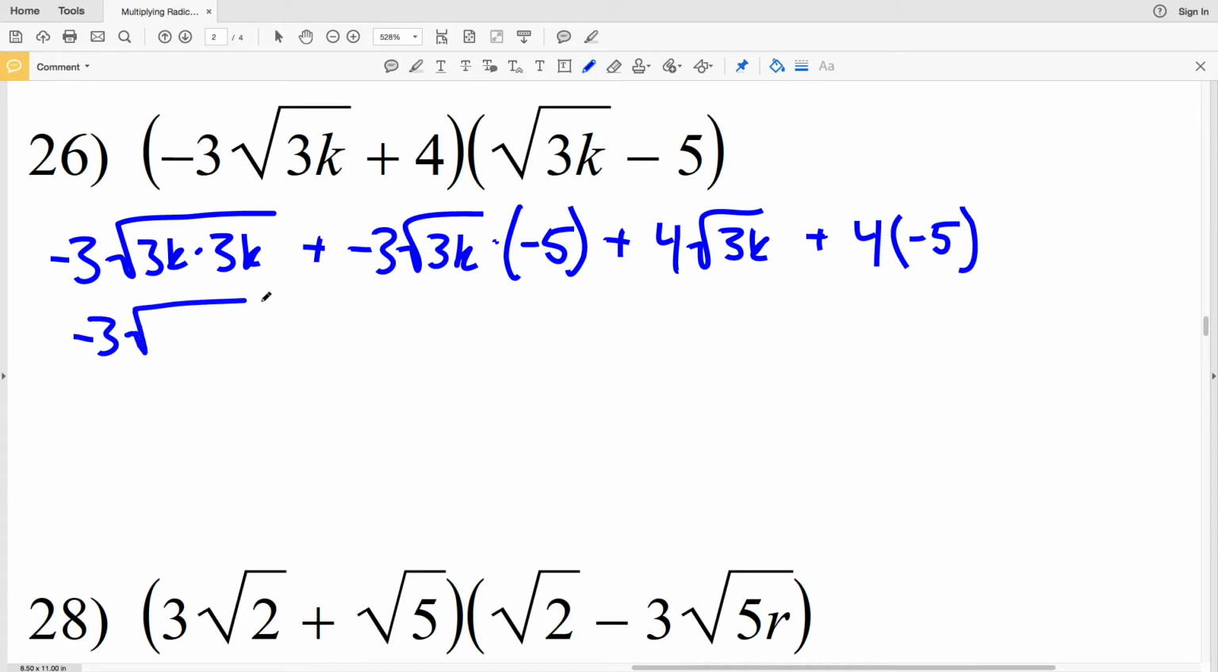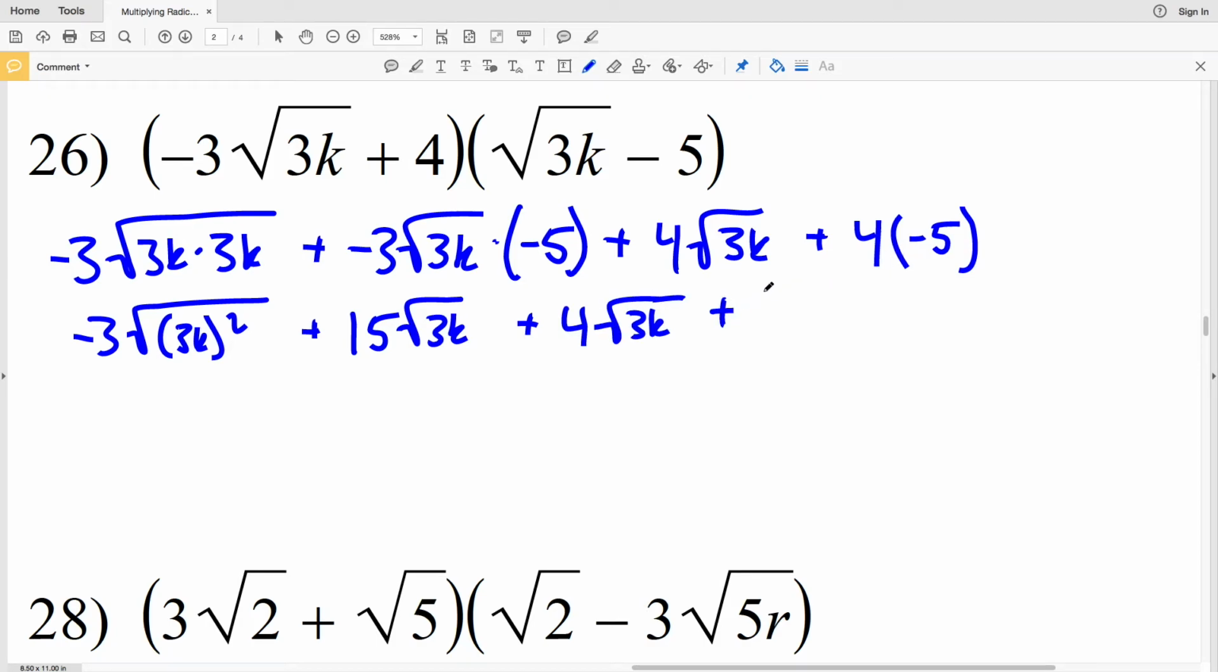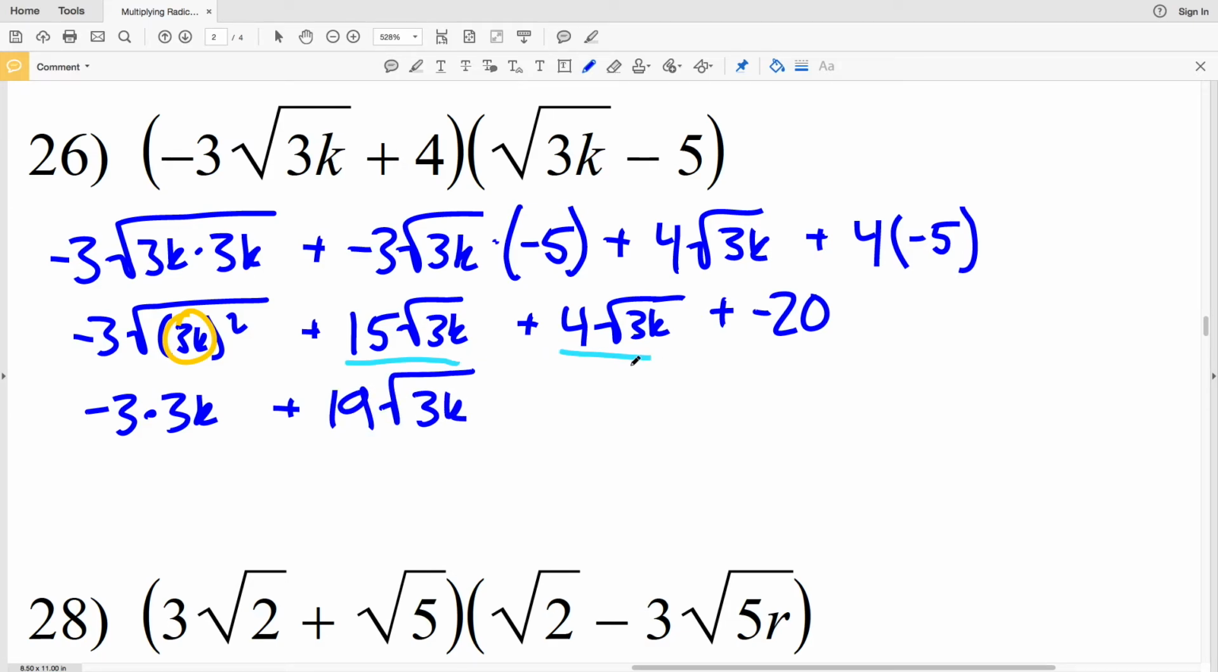So I'll have negative 3 times the square root of 3k squared plus negative 3 times negative 5 is positive 15 times the square root of 3k, and then I'll add that to 4 times the square root of 3k, and then add 4 times negative 5, which is a negative 20. Combining my like terms, and I'm also going to pull out a 3k because the square root of 3k squared is 3k. So I'll have negative 3 times 3k plus 15 plus 4 is 19 times the square root of 3k, since 15 and 4 were both multiplied by the square root of 3k. And then, as opposed to adding negative 20, I'll subtract a positive 20.